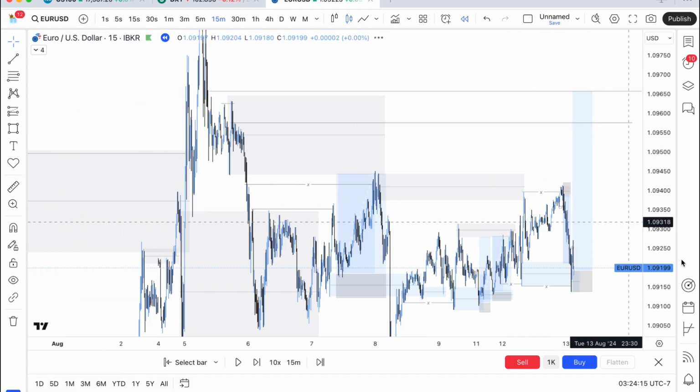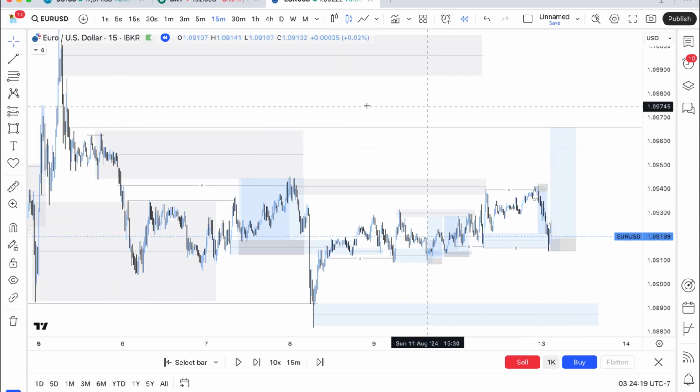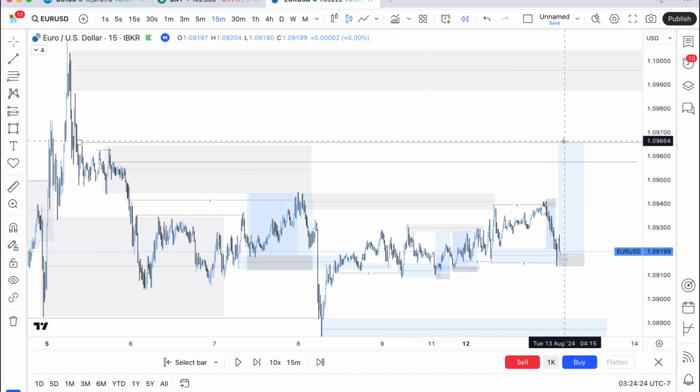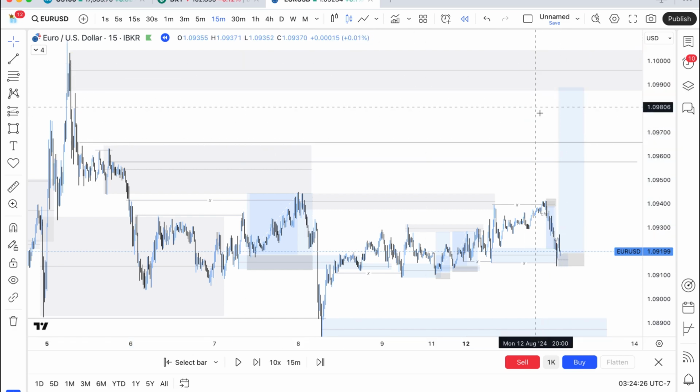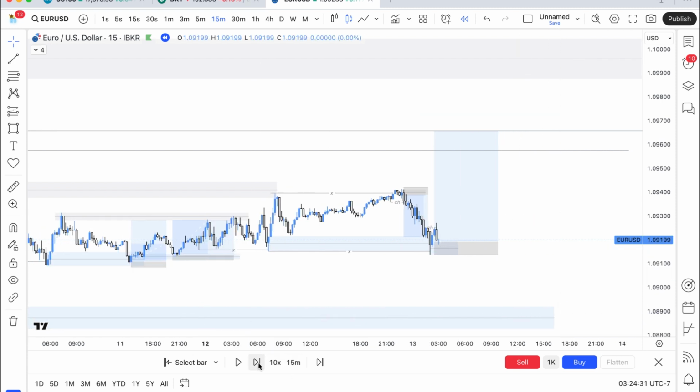You can take some partials obviously along the way. I would bet that price would come all the way up here though, honestly. This would be your last take profit there, right? So let's see what happens. I could be wrong, guys. I don't know. Let's just see. It's my first time seeing it.